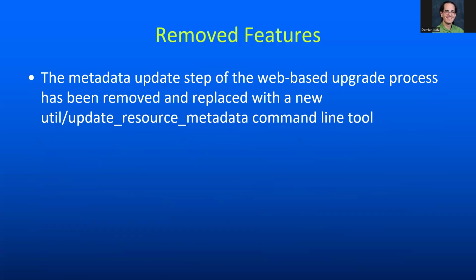The metadata updating step of the web-based upgrade process has been removed. There is now a command line tool called util update resource metadata that you can use to be sure that any resources stored in the database to support favorites lists and such are up to date and in sync with the search backends. And as I mentioned earlier, we added some new fields to the resource table. So you'll definitely want to run this tool as part of your upgrade and possibly on an ongoing basis to make sure all your data is up to date.